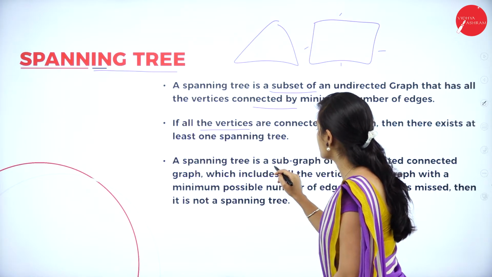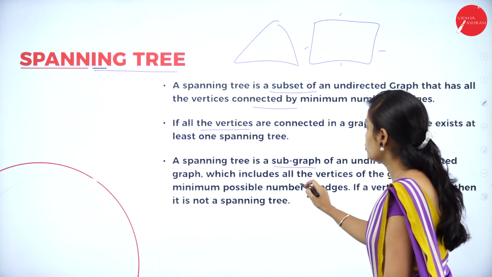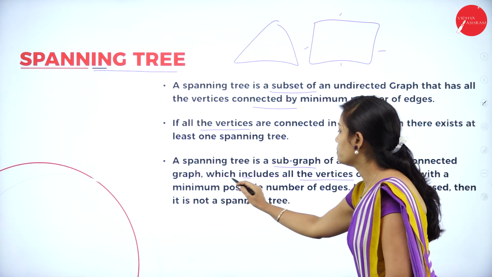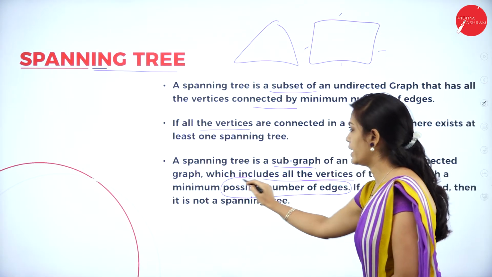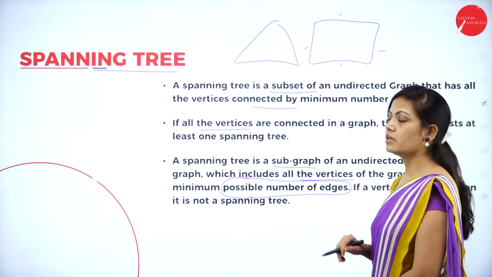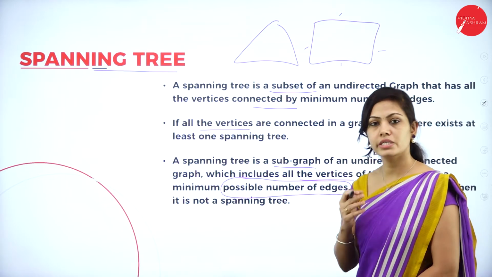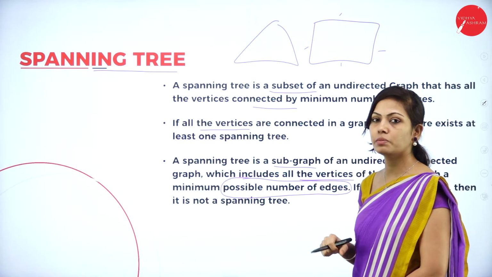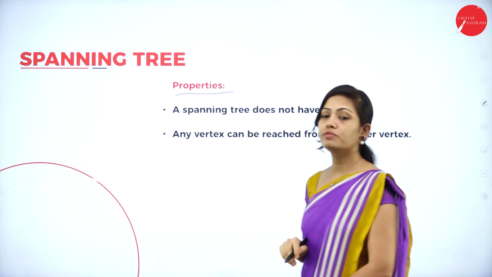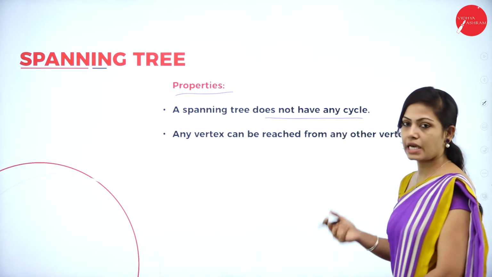A spanning tree is a subgraph of an undirected connected graph which includes all the vertices of the graph with a minimum possible number of edges. And if a vertex is missed, then it is not a spanning tree. Clear? If an edge is missed, it is still a spanning tree. If a vertex is missed, it is not a spanning tree. Now, what are the properties of this spanning tree? A spanning tree does not have any cycle.